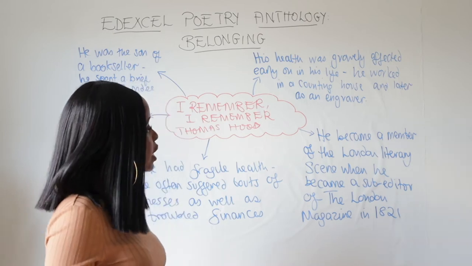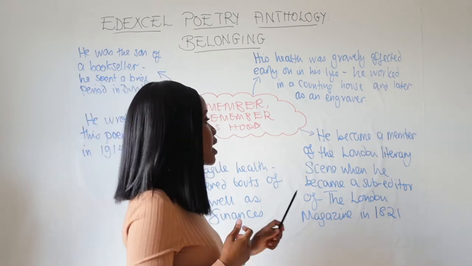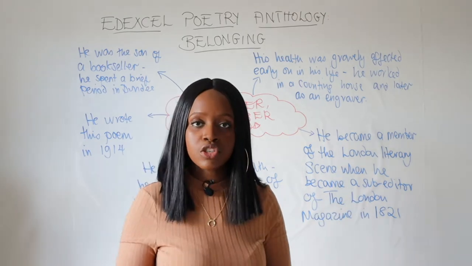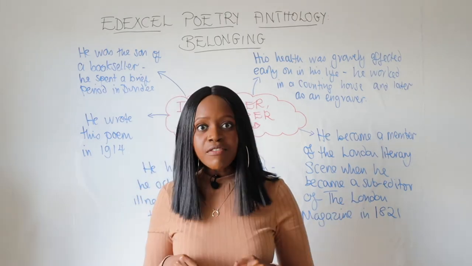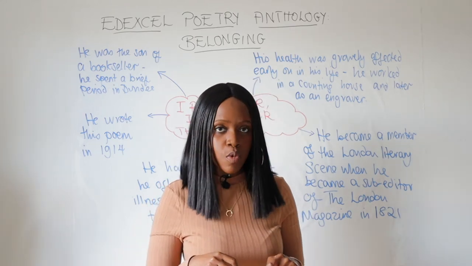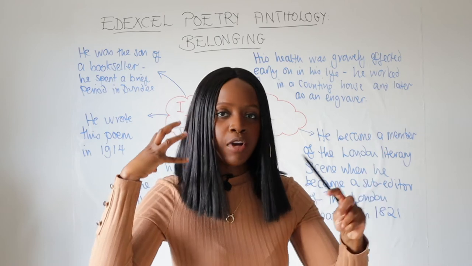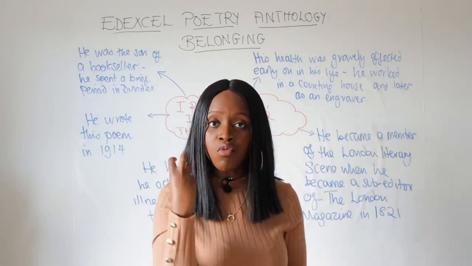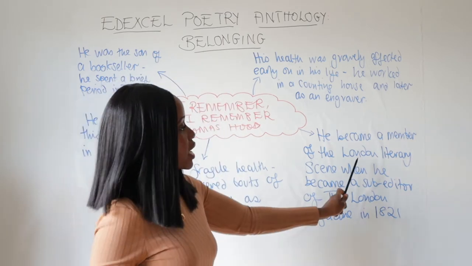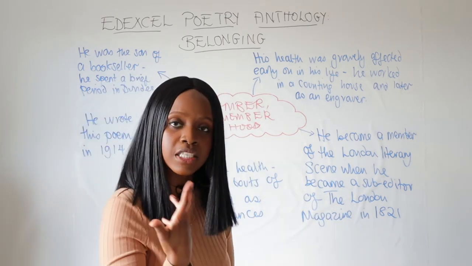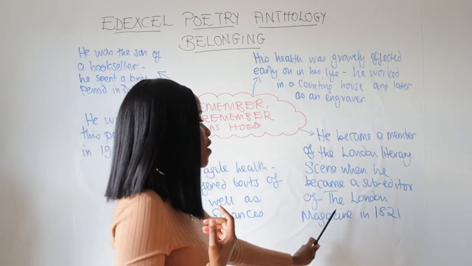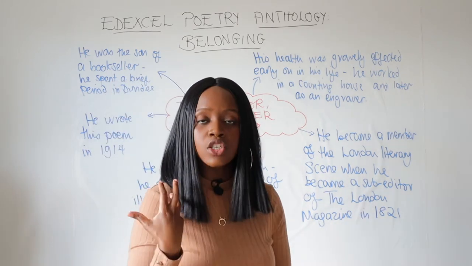Now, the other thing to remember is once he became a bit more stable, he actually did become a member of the London literary scene. The London literary scene included some really famous poets, including William Wordsworth, Samuel Taylor Coleridge, and so on. Okay, so it was a really kind of influential scene of writers in London at the time. And the reason why he became, and he was fortunate enough to be recognized as part of the London literary scene, is because he became a sub-editor of the London Magazine in 1821.